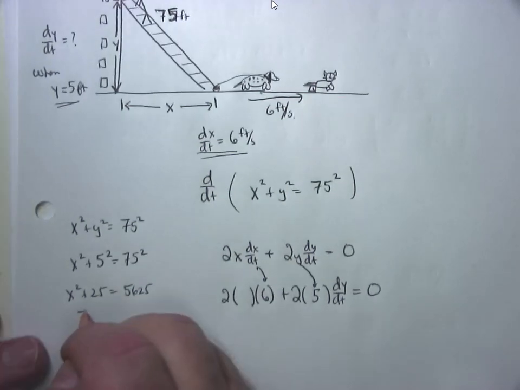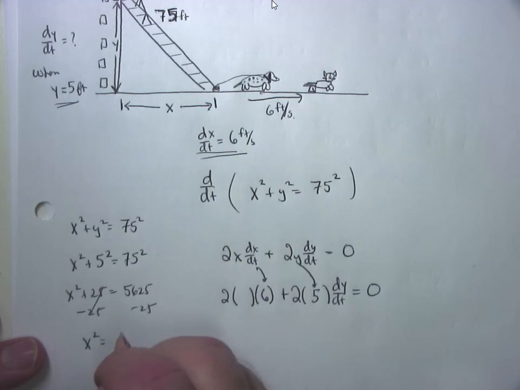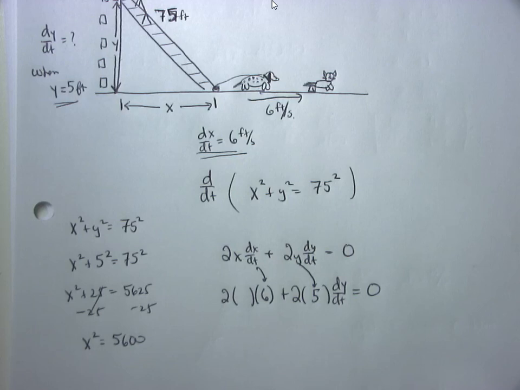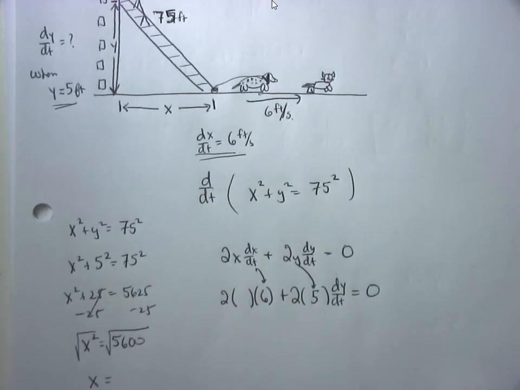I'm going to subtract 25 from both sides. That gives me x squared equals 5,600. And what gets rid of the square so I can solve for it? Square root. Now officially it's plus or minus. You are correct. However, x represents a distance, and distances are always measured to be what? Positive. I want the positive square root.